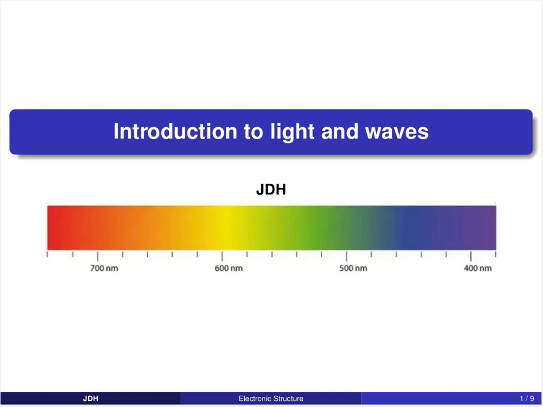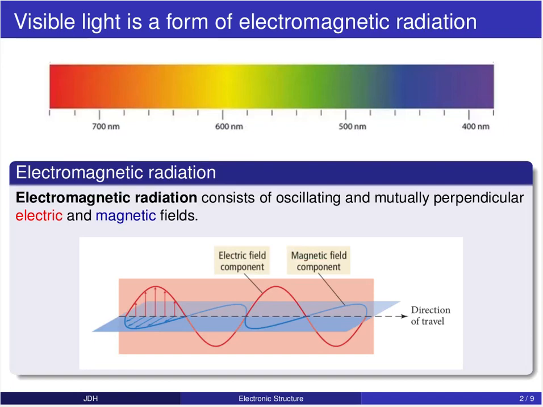Hi guys, in this lecture we are going to talk about light and waves and the relationship between these two phenomena. Let's start off by talking about something that many of us have direct experience with, visible light. So we all know that visible light comes in a variety of different colors, all the different colors of the rainbow, illustrated right here. Okay?